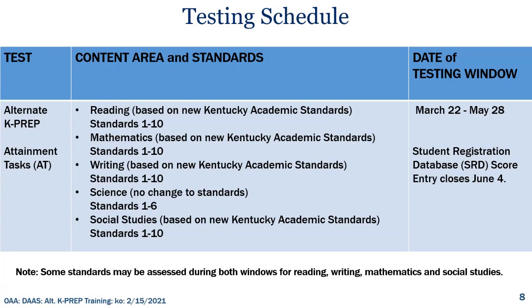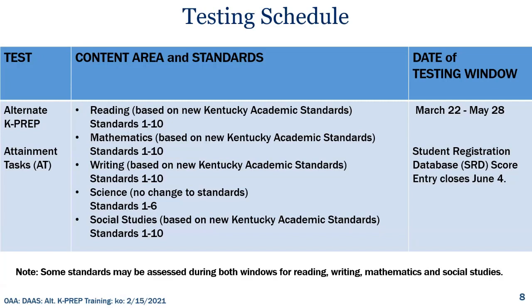So on slide 8 here, we see the revised testing schedule that has incorporated the most recent decision to postpone the testing window that was originally scheduled for February 15th. And we see that we combined two windows to one and pushed the earliest test date to March 22nd, as we shared earlier. Shown here are the content areas and the number of standards that will be tested within this window, as well as dates specific to not just the test administration, but also score entry. Now, one thing I do want to note is that some standards may be assessed during both windows for reading, writing, mathematics, and social studies.